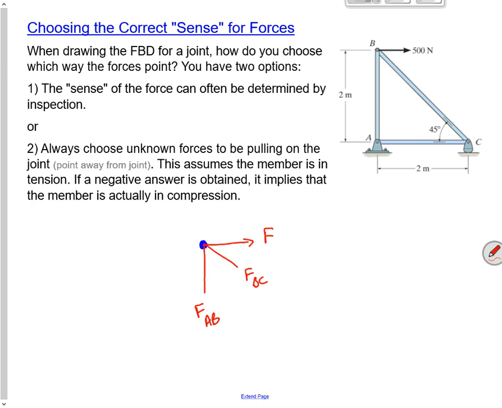Well, the only other force that produces any x direction is this FBC. So it has to point to the left, which means it points into the joint. And if that one's pointing into the joint, it produces a positive y, and so I need something pointing down in the y. So that's what I mean by figuring out the sense. I know those are the correct senses for those forces. Like I say, if you don't want to go through all of that, just make them all point out of the joint, and any that show up as negative means they're in the opposite sense.